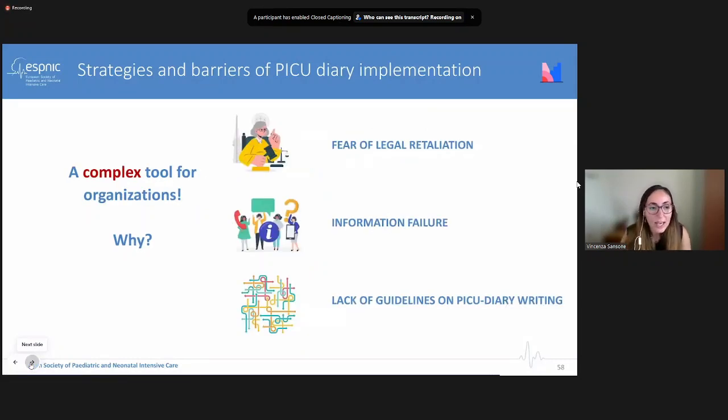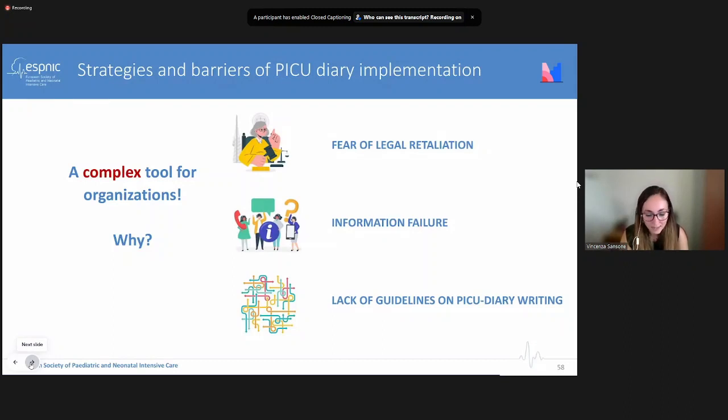Okay. At the end, we cannot forget that the use of diary is also an organizational challenge. In fact, from the literature, it emerged that the fear of legal problems can hinder the implementation of the diary. In fact, organizations may fear that there may be gaps in the information given by healthcare workers to parents, and therefore there may be discrepancies, difference between what the staff write in the medical record and what they communicate to the family in the PICU diary.